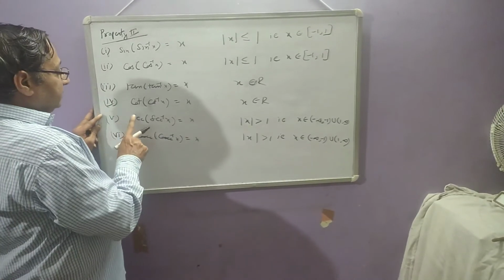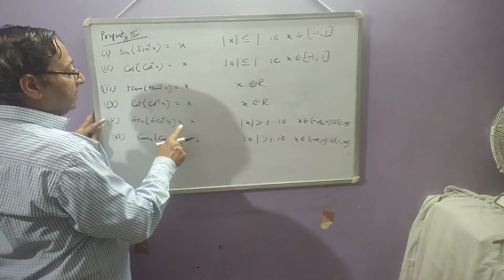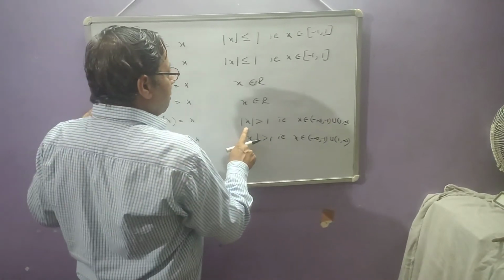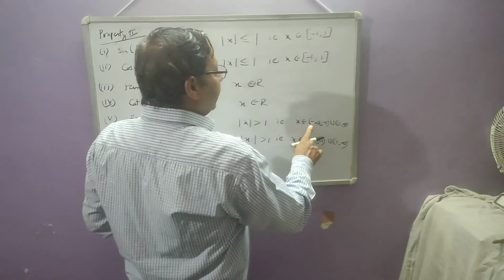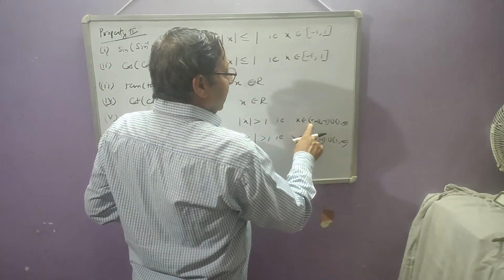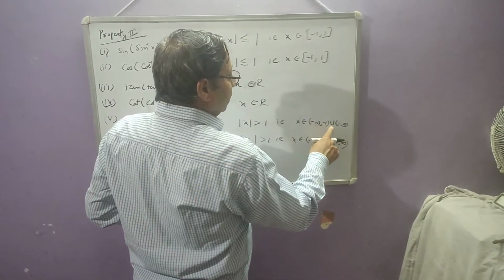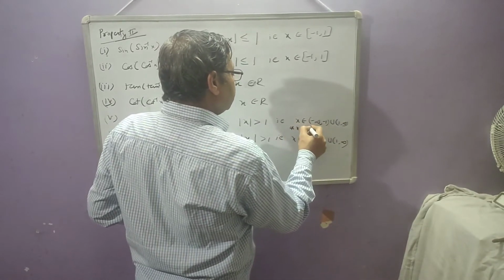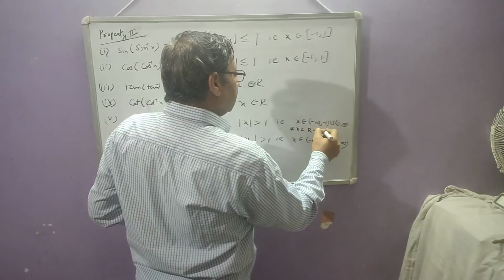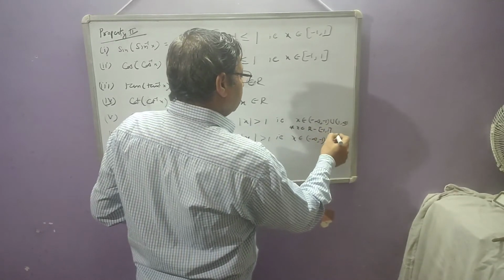Next, secant of secant inverse x is equal to x whenever |x| is more than 1. That is, x belongs to the open interval minus infinity to minus 1 union 1 to infinity, or we can say that x belongs to the real numbers except the closed interval minus 1 to 1.